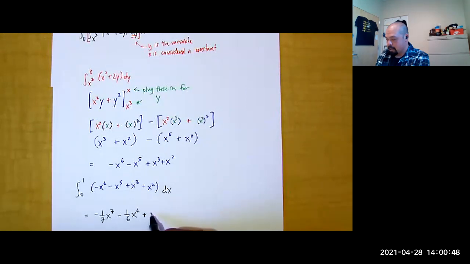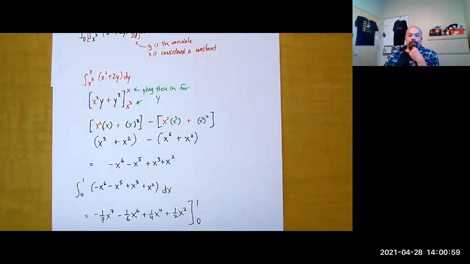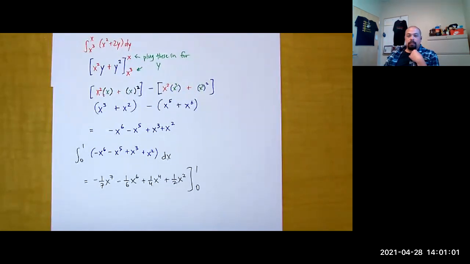plus 1/4 x to the 4th plus 1/2 x squared, evaluated from 1 to 0. Double check that result there, that calculation, that integration.